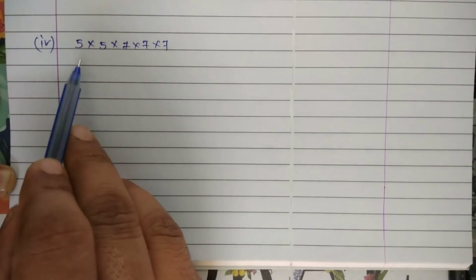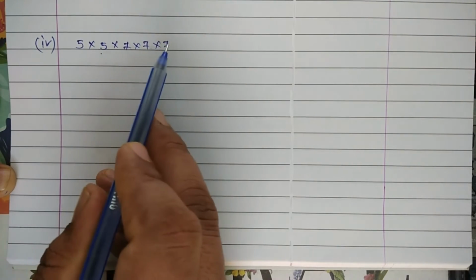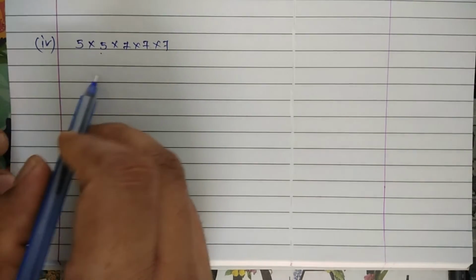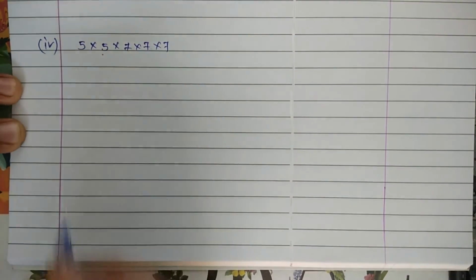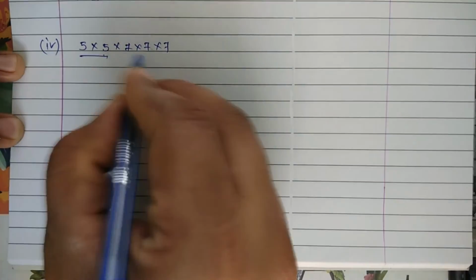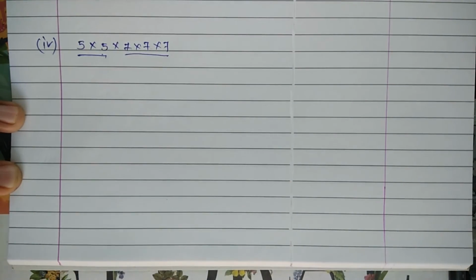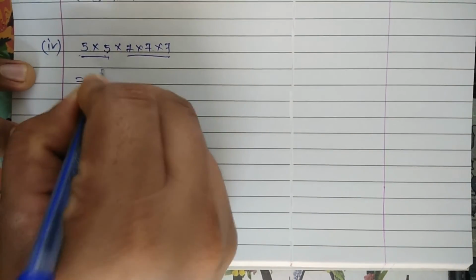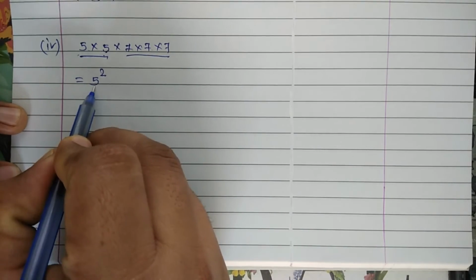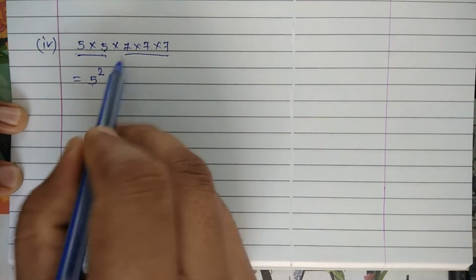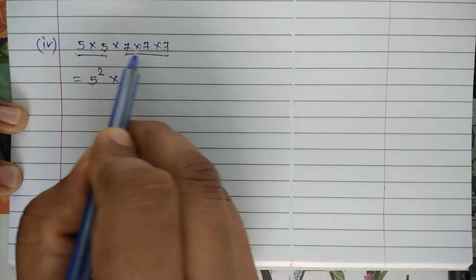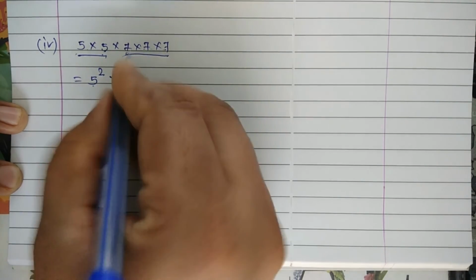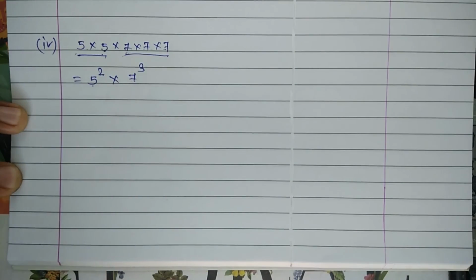Sum number 4, 5 multiplied by 5 multiplied by 7 multiplied by 7 multiplied by 7. Here two different numbers are there. So we will make two groups, 5 multiplied by 5 and 7 multiplied by 7 multiplied by 7. 5 multiplied by 5 means 5 multiplied 2 times. So that is equal to 5 raised to the power 2, or we can say 5 squared. 7 multiplied by 7 multiplied by 7 means 7 multiplied 3 times. So that is equal to 7 raised to the power 3, or we can say 7 cubed. So answer is 5 squared multiplied by 7 cubed.